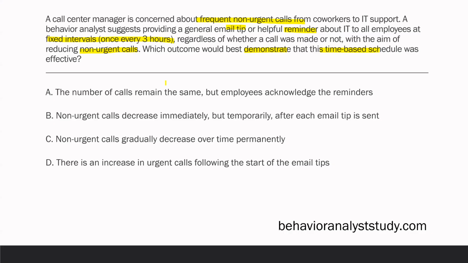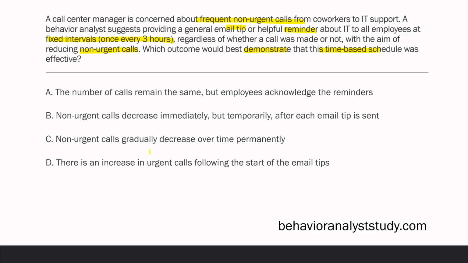So let's look at A. The number of calls remain the same, but employees acknowledge the reminders. Well, A might signal they're getting the reminders, but it's not changing the behavior, and the number of calls is remaining the same. So it's not really the best way to demonstrate the schedule was effective. B, non-urgent calls decrease immediately, but temporarily after each email tip is sent. Well, if our calls decrease immediately, that's good, but temporarily, we really want this to be a permanent thing. So B is somewhat effective, but can we do better?